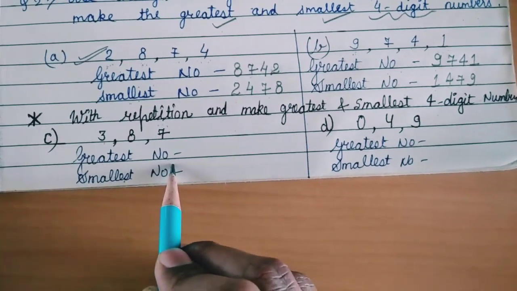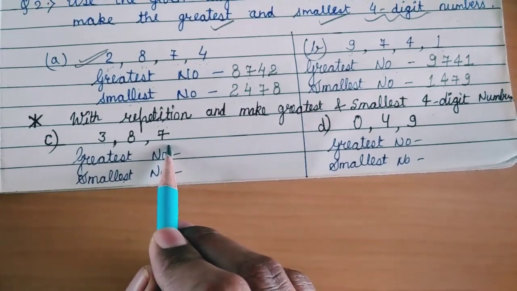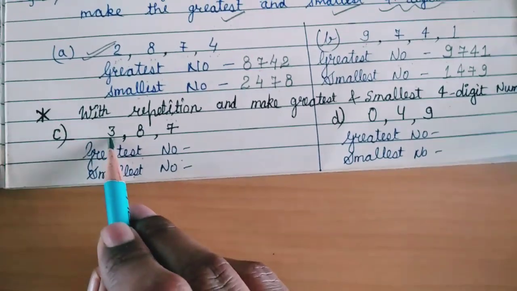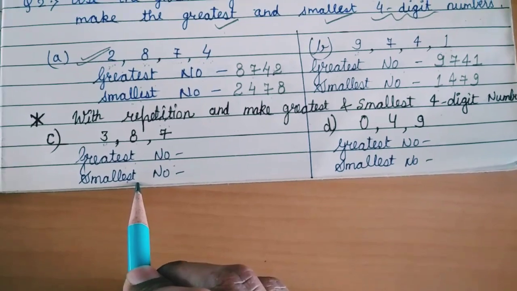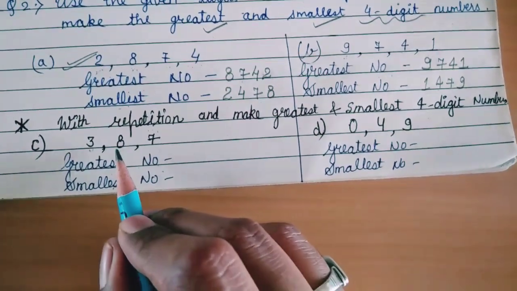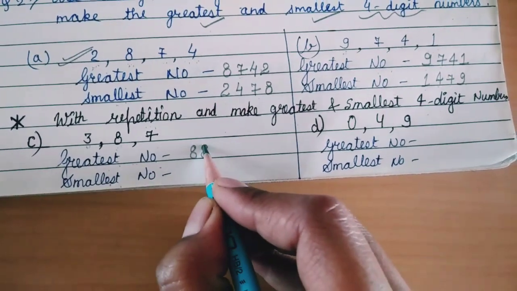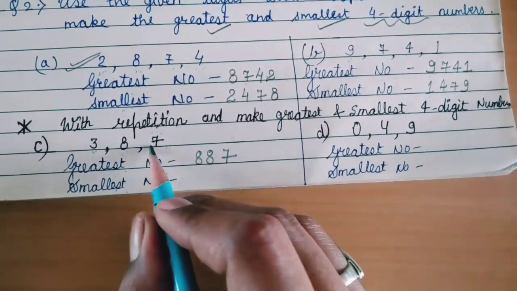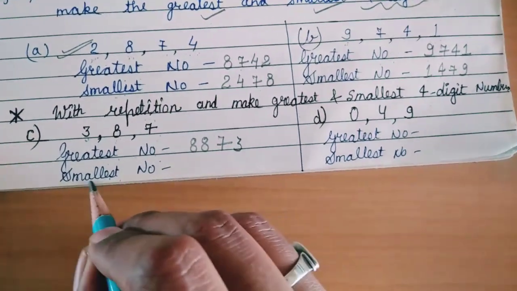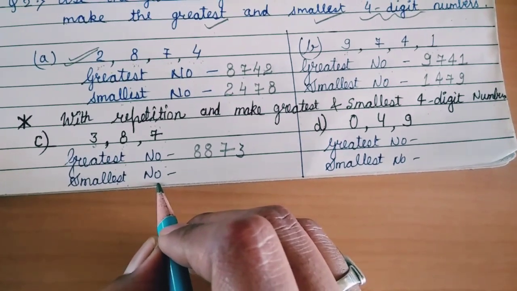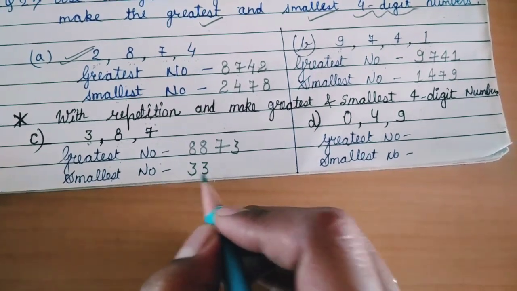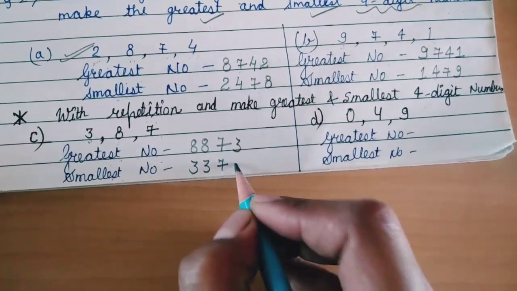Yes, we repeat the greatest number in the greatest number and the smaller number in the smallest one. For making the greatest number out of these 3 numbers, we will use the greater one in the greatest and the smaller one in the smallest. So simply for the greatest number, here we have 8. So 8 will come 2 times, then 7, and the last, smaller number is 3. Same here, for the smallest number we will use the smaller one 2 times. So 3, 3, 7, 8.